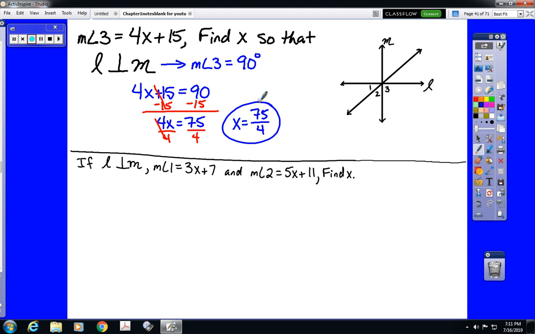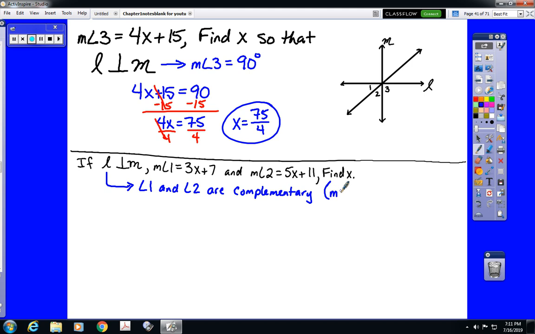The second part is completely unrelated to the first part. So basically we reset our picture and we ask ourselves the following question. If L is perpendicular to M, the measure of angle 1 is 3x plus 7 and the measure of angle 2 is 5x plus 11, find x. Well, if L is perpendicular to M, then that means that angle 1 and angle 2 are complementary, because together they would have to form a 90-degree angle.